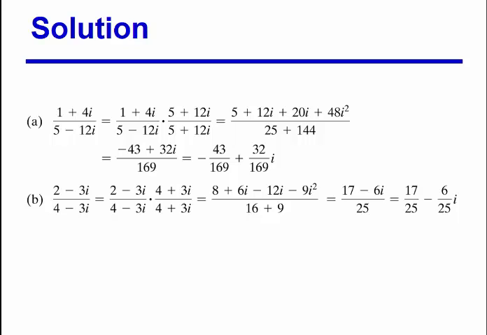And then for b, the same thing. We multiply the top and the bottom by the conjugate of the denominator, which happens to be 4 plus 3i. So therefore, our denominator becomes 4 squared plus 3 squared, which is 16 plus 9, which is 25. Our numerator, we go ahead and multiply everything out, and therefore we end up with 17 minus 6i. And then we have to separate that because it has to be in standard form. And a is 17 over 25 minus the bi, which in this case happens to be 6 over 25.